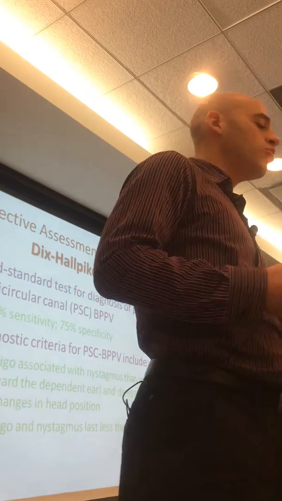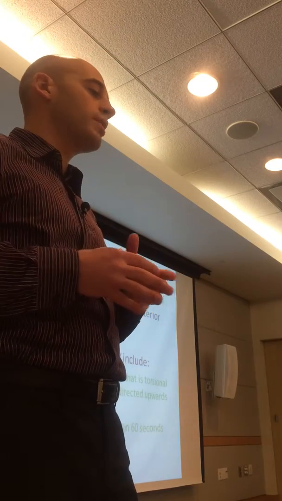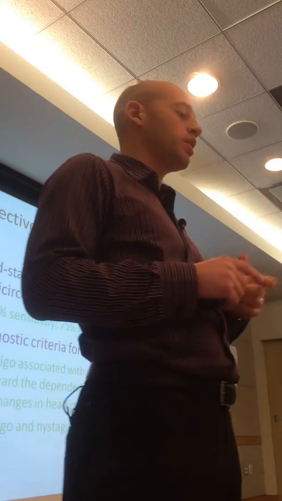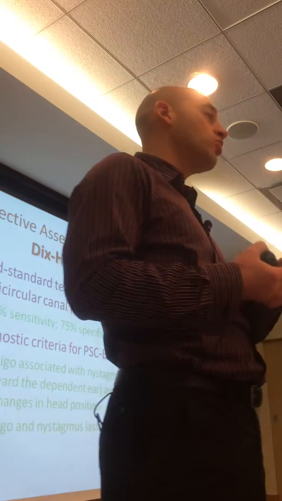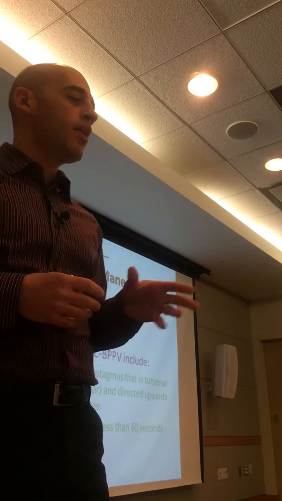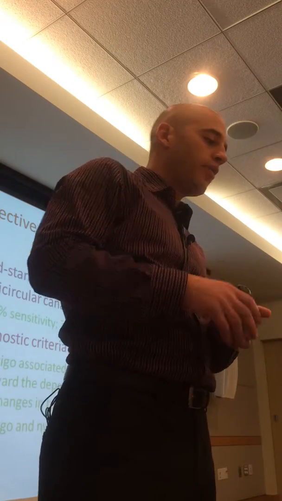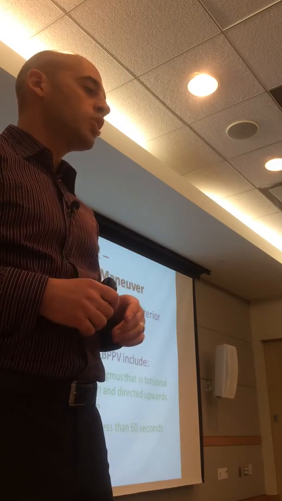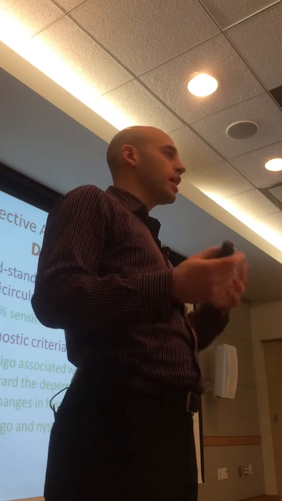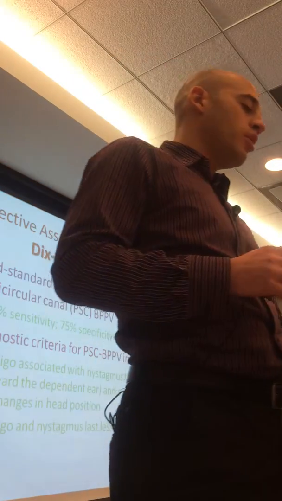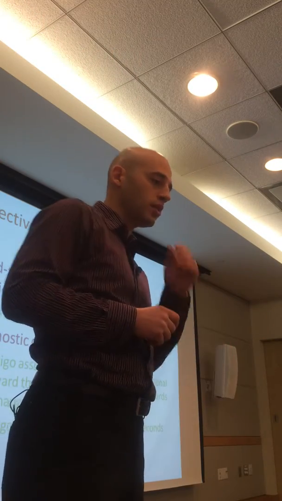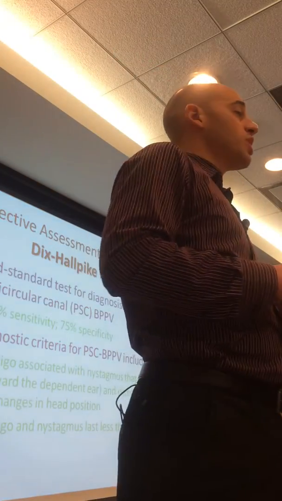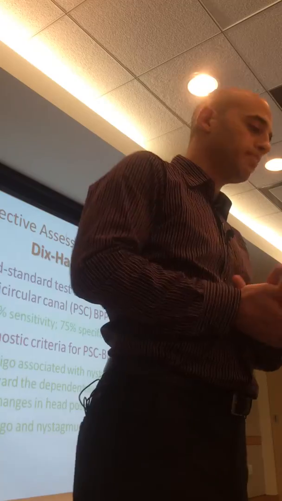And this is a fairly common maneuver, and it's actually considered the gold standard test for diagnostic testing for the posterior semicircular canal. So the diagnostic criteria for posterior semicircular canal BPPV includes vertigo that's associated with nystagmus that is torsional, so that's in a twisting fashion, towards the dependent ear. So this gives you an indication of whether it's the left or the right, and in the direction of upwards when the patient is put into that provocative position. And vertigo and nystagmus usually are brought on, and they don't really last any longer than 60 seconds.